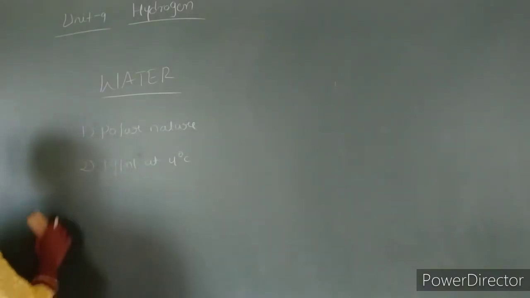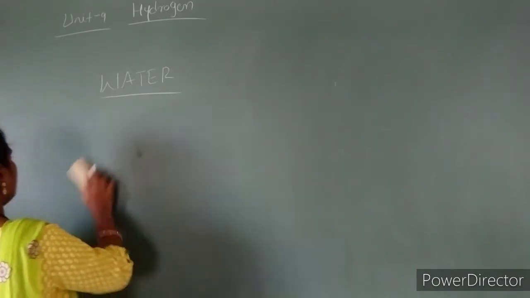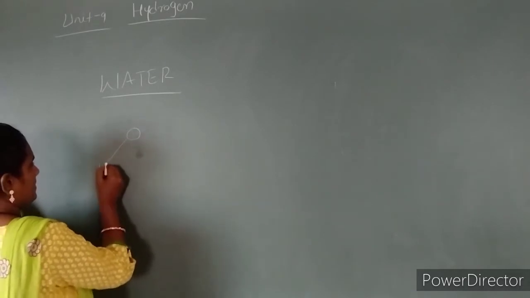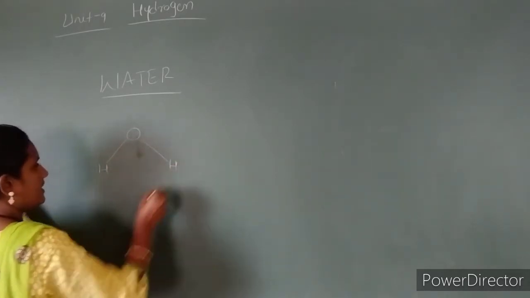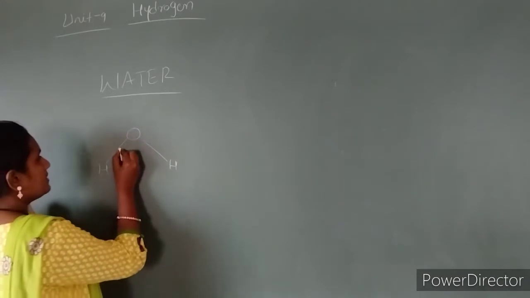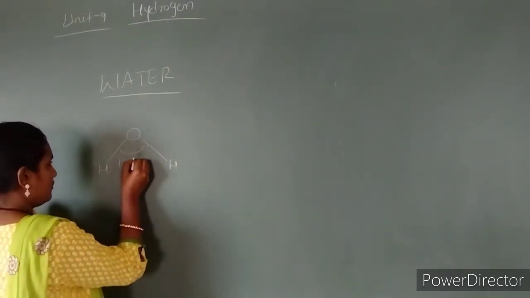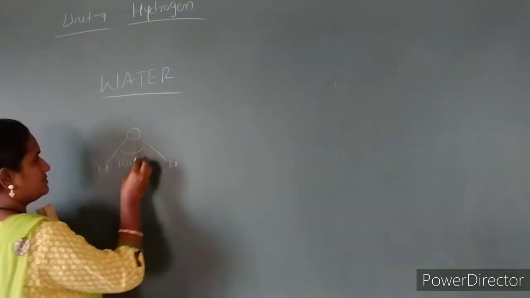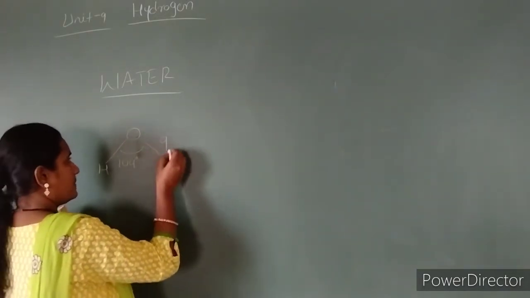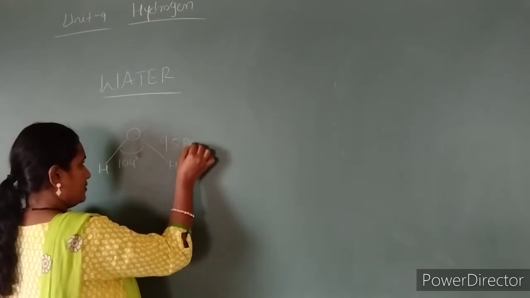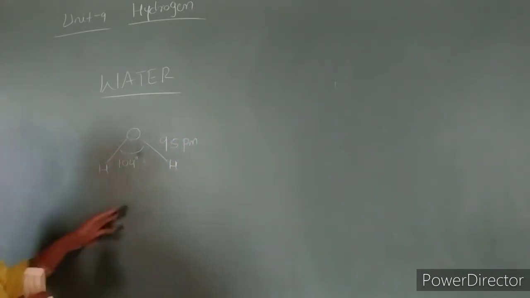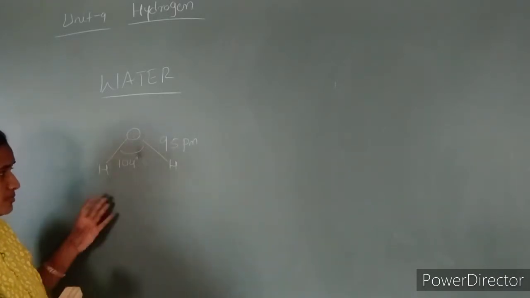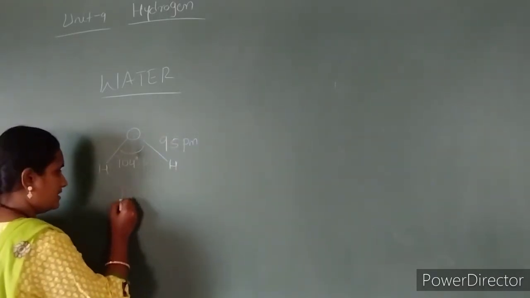If we see the structure of water in the gaseous phase, it has a bent shape. In the gaseous phase, the water molecule has a bent shape with a bond angle of 104 degrees 5 minutes, and the bond length between oxygen and hydrogen is about 95 picometers. So in the gaseous phase, the water molecule has the bent shape.